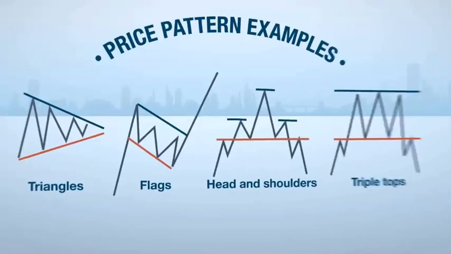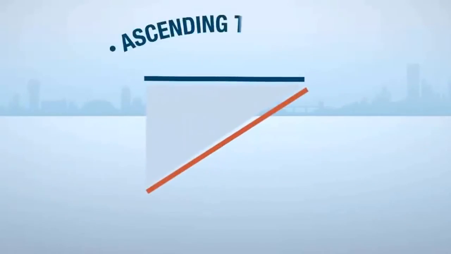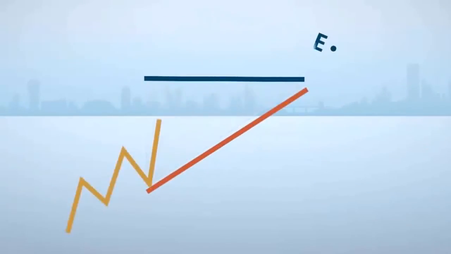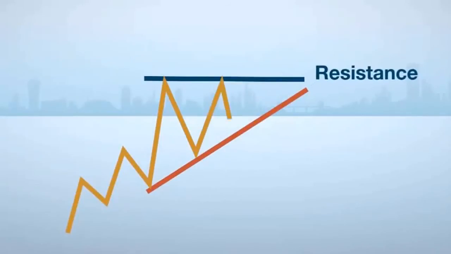Let's look at an example. This is called an ascending triangle, and it forms when a stock's highs are hitting resistance while its lows are steadily rising. Some investors might interpret the narrowing between the highs and lows as a signal that the stock's about to break through resistance. If it does, the stock's price is expected to rise in value right after the breakout.